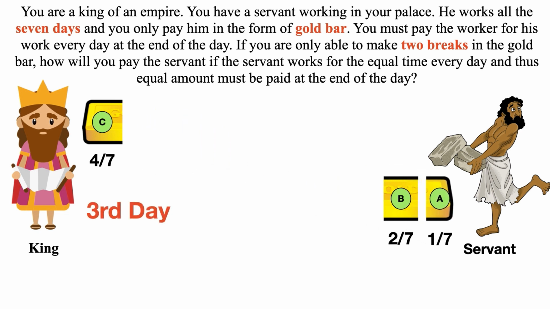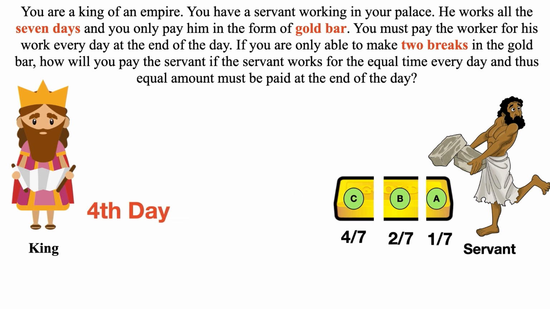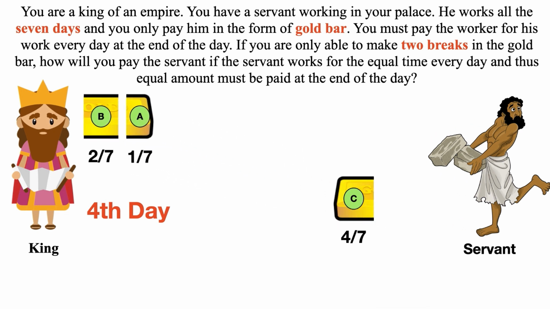You remain with bar C. Worker possess bar A and bar B. When the day 4 ends, give bar C to the worker and take back bar A and bar B. Here you remain with bar A and bar B. Worker possess bar C. When the day 5 ends, give bar A to the worker.